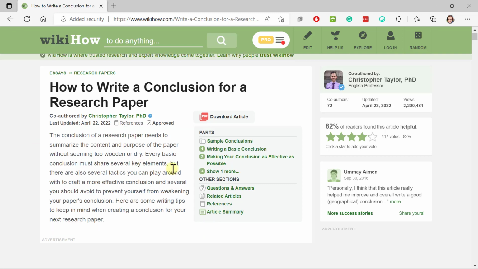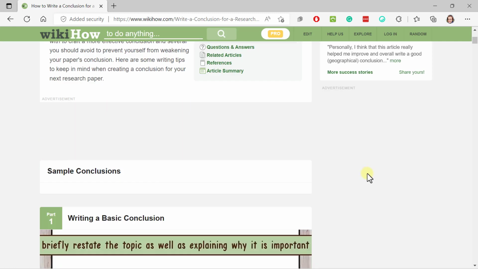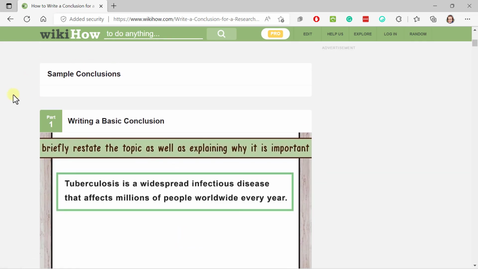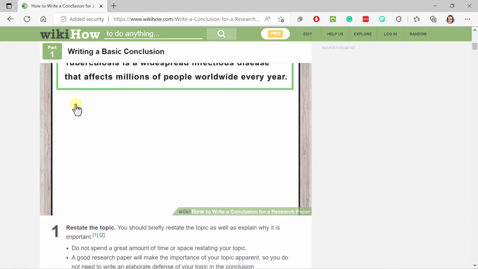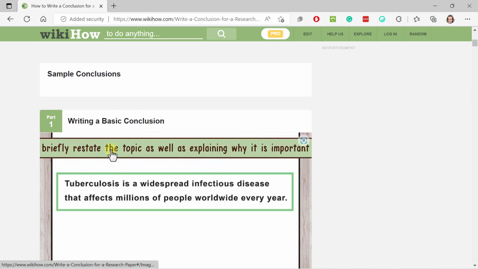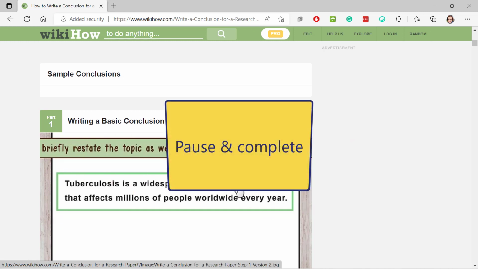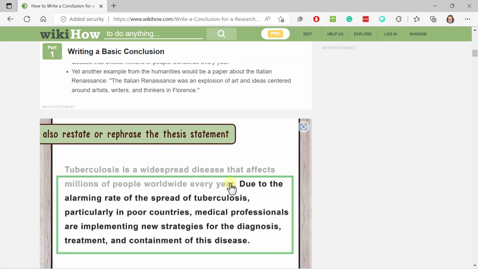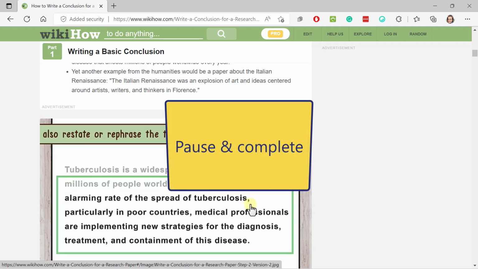So the first thing is, we won't be doing all the steps, but we'll do some of the steps. So you will briefly restate your topic and say why it's important. So this is something about the problem, hey? Our initial problem and why we focused on that. Then, secondly, they say restate or rephrase the thesis statement. This is our focus question. So you actually need to restate your focus question. And the point of the conclusion is actually to answer the focus question. So that's very, very important.